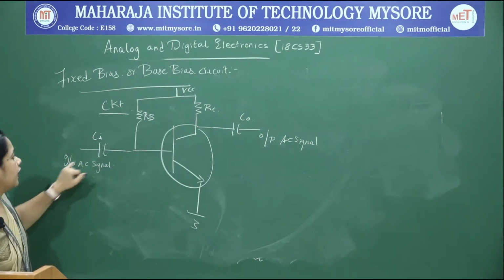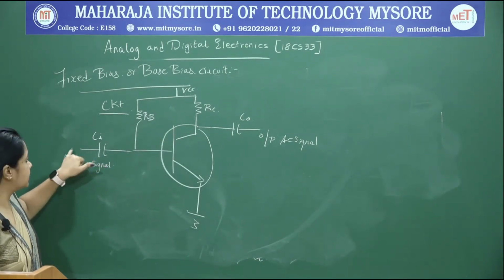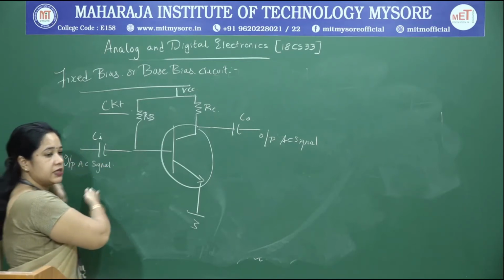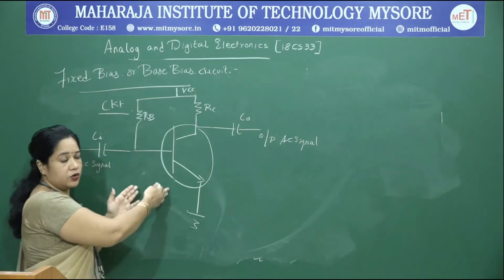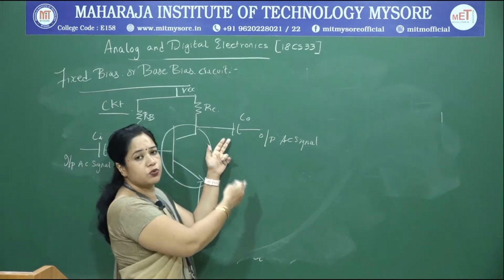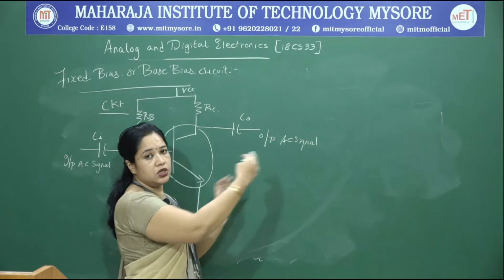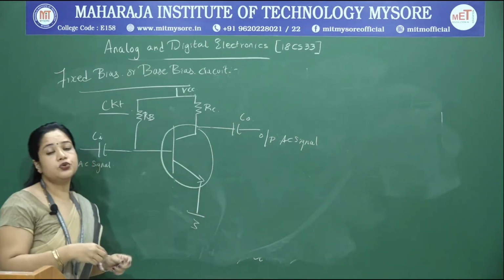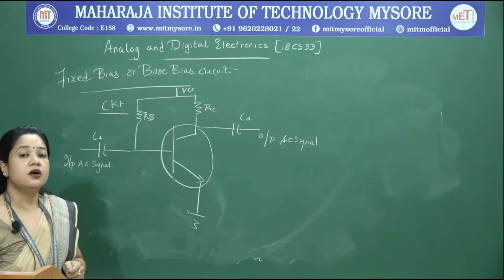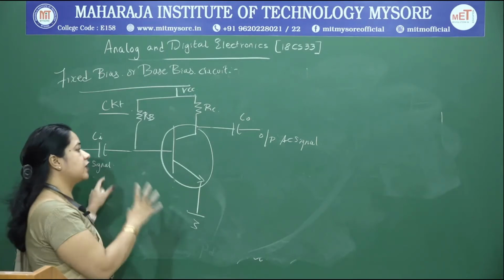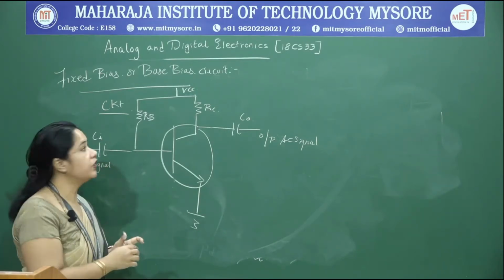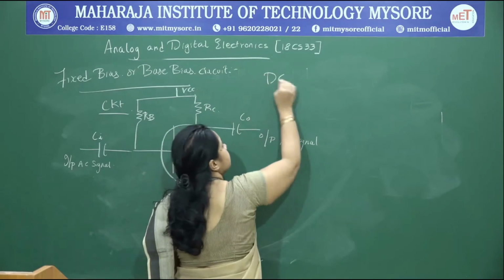Here we have two coupling capacitors: Ci to couple the input AC signal to the amplifier circuit, and C0 as the output coupling capacitor to take the output AC signal from the transistor to the output. We need to do the analysis of this circuit, and the analysis of the circuit in the presence of DC alone we call DC analysis.